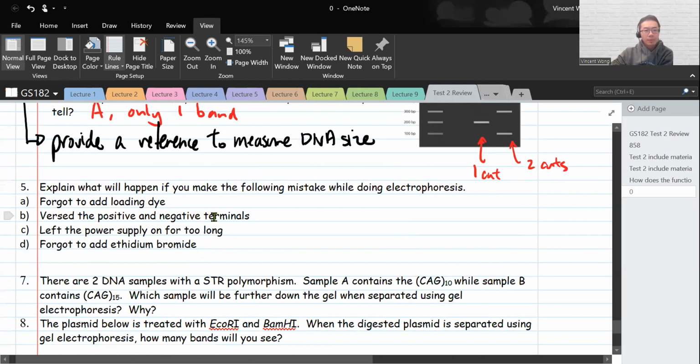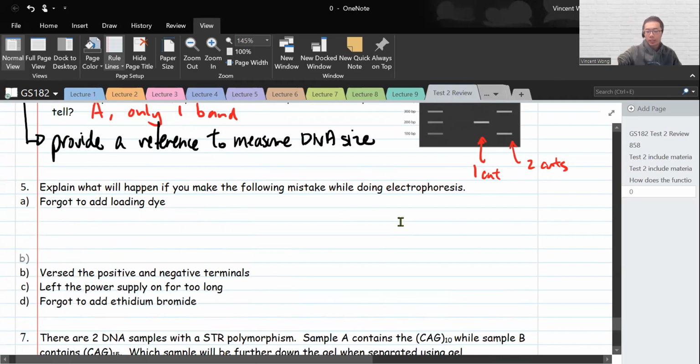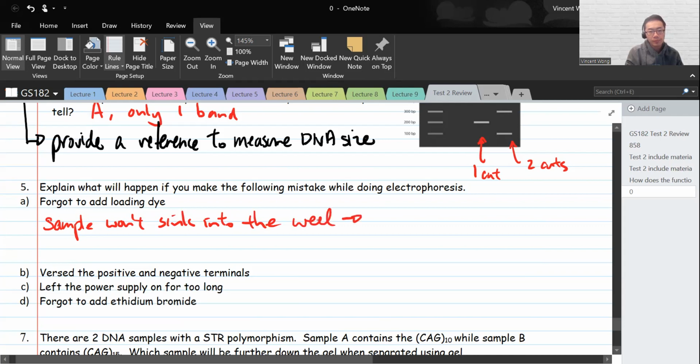Explain what will happen if you make the following mistake while doing electrophoresis. Forget to add the loading dye. The loading dye is the blue stuff, right? Then what happens here is the sample won't sink into the well. You will lose some sample.